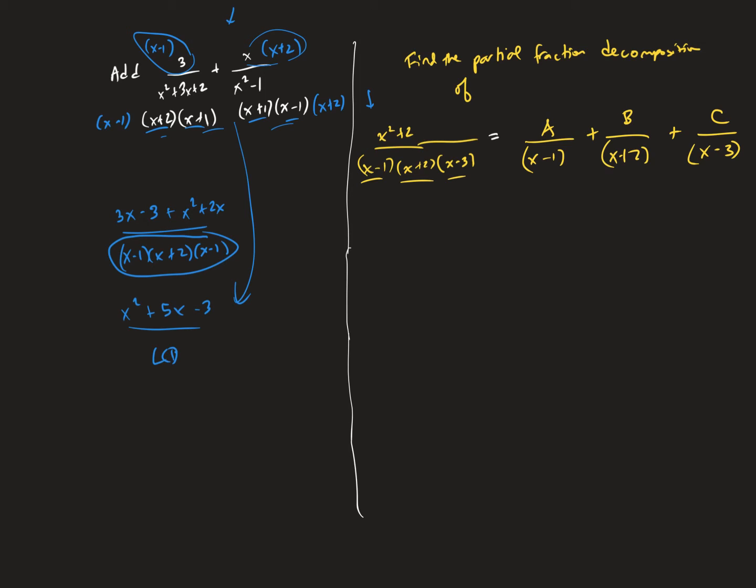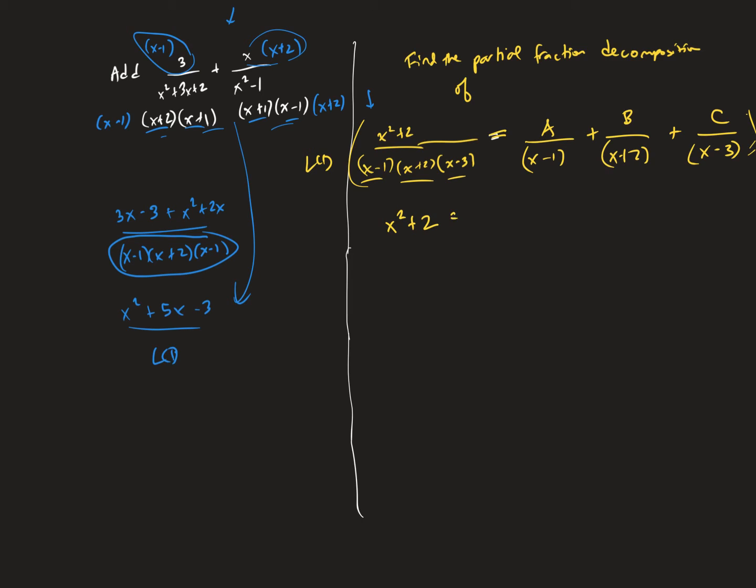So what we're trying to do here is to find a, b, and c. Now, the first thing we're going to do is treat this equation as if it's true, meaning we're going to do something to both sides of the equation, and that'll keep it balanced. We're going to multiply through by the least common denominator we started with, which is this (x minus 1)(x plus 2)(x minus 3). When I do that on the left-hand side, I'll be left with x squared plus 2.